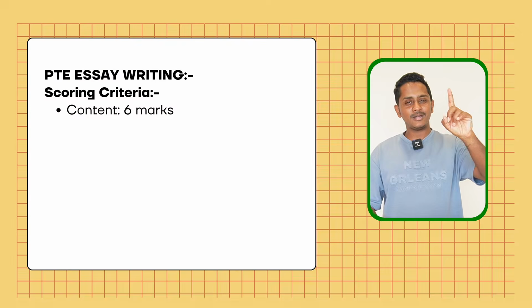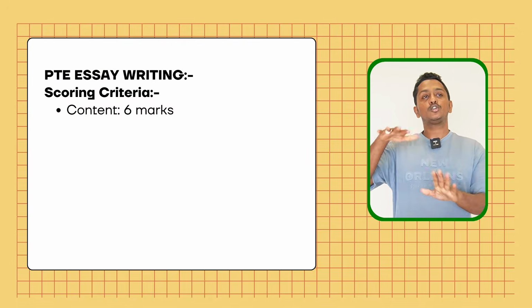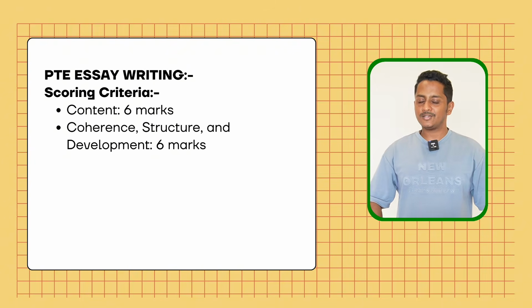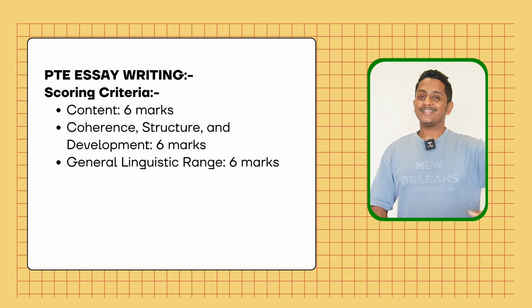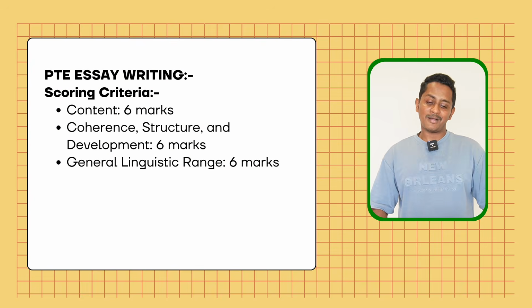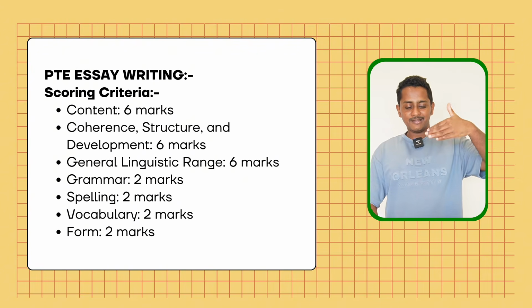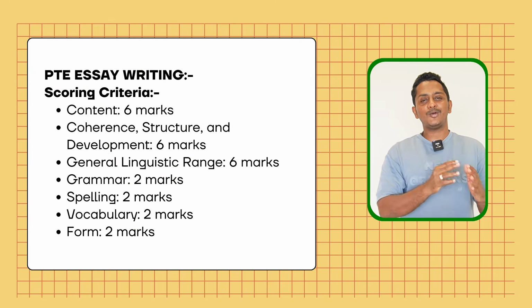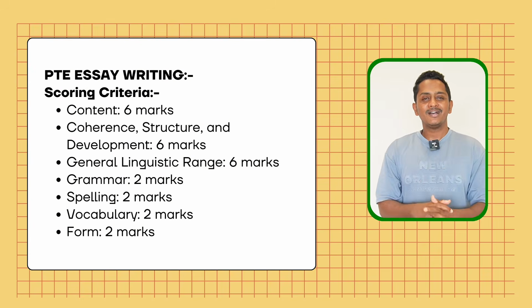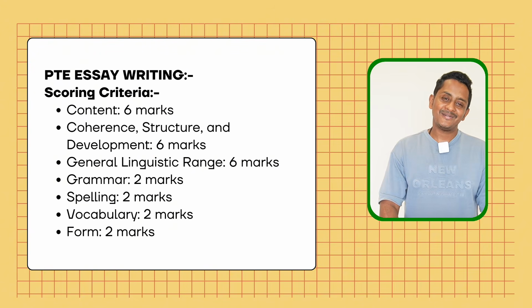The first thing is content, going to be 6 marks, the top priority. Second is core and structure and development, 6 marks. Then the third one is general linguistic range, which also contributes 6 marks. Then comes grammar, spelling, vocabulary, and form, which is 2 marks. Here form means you're going to write between 200 to 300 words. Free 2 marks you're going to get from this. Remember this. Now let's understand more about the content, how to get full marks for the content.